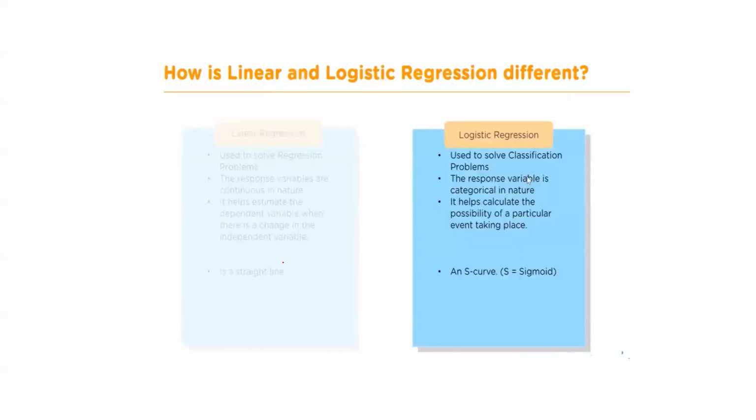Then, coming to logistic regression, it is used to solve classification problems. The response variable is categorical in nature, whereas in linear regression it is continuous. It helps calculate the possibility of a particular event taking place or not. That is P divided by 1 minus P. And it is an S curve, where S equals the sigmoid function. So these are some of the differences between linear regression and logistic regression.